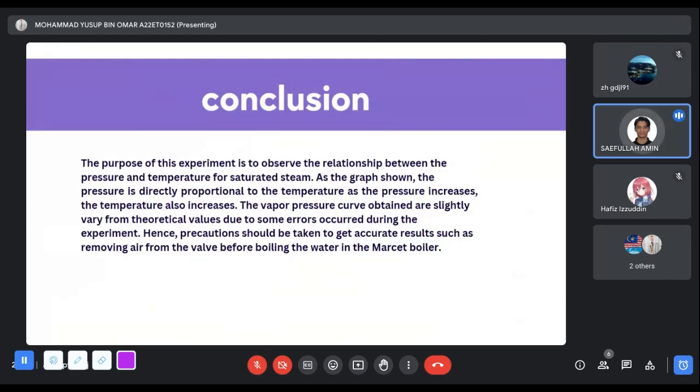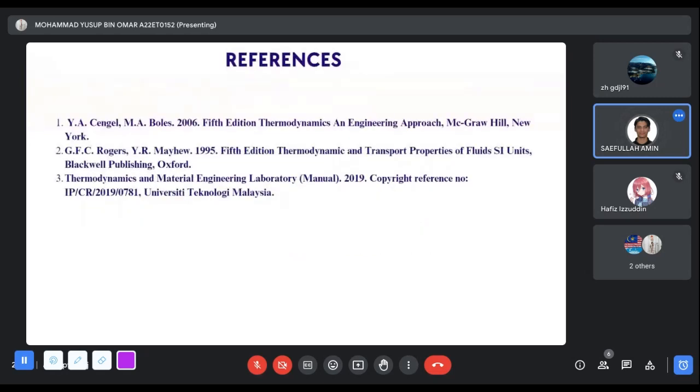So the conclusion: the purpose of this experiment is to observe the relationship between the pressure and temperature for saturated steam. As the graph shows, the pressure is directly proportional to the temperature. As the pressure increases, the temperature also increases. The vapor pressure curve obtained varies slightly from typical values due to some errors that occurred during the experiment. Hence, precautions should be taken to get accurate results, such as removing air from the valve before boiling the water in the Marcet boiler. Next.